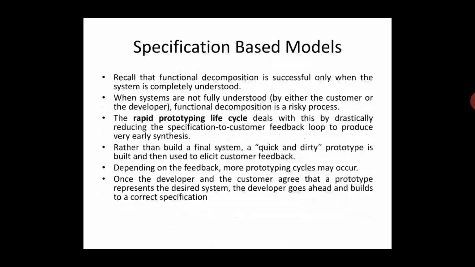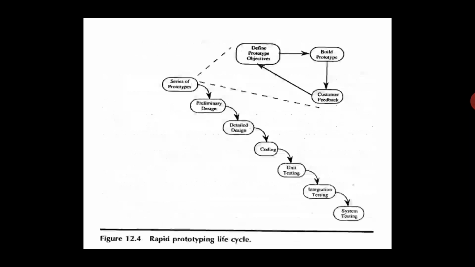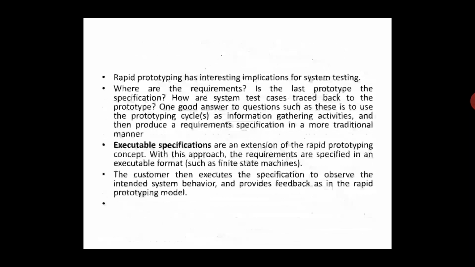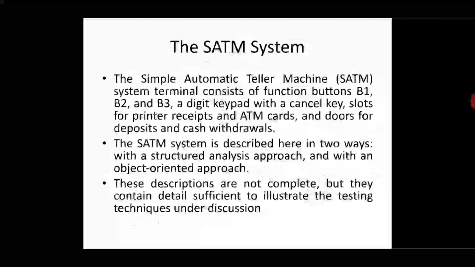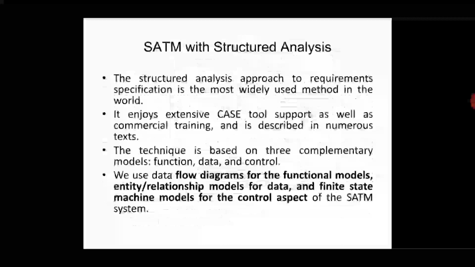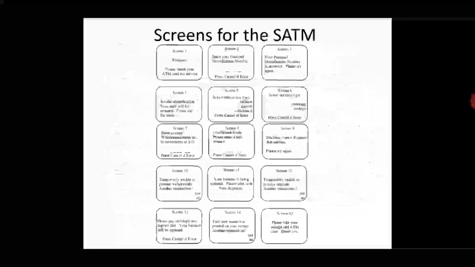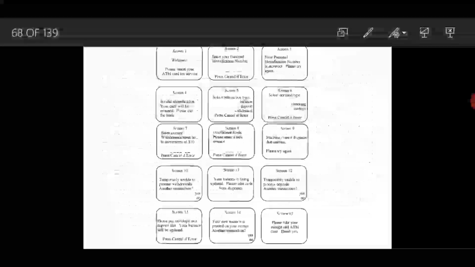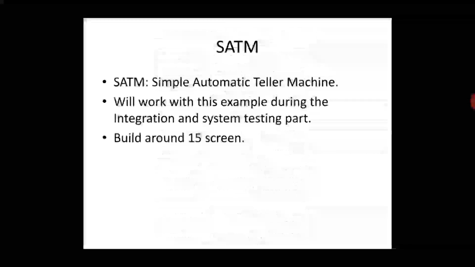Under the specification based model we have two main models: rapid prototyping life cycle, and another one is executable specification. This model we have already discussed, right? So in this video we're going to learn the system called SATM, or simple automated teller machine model. In the first model also we have seen this, only the introduction. But in this model, we're going to discuss this with respect to structural analysis and all, right?